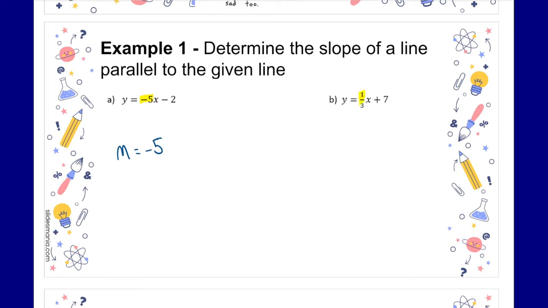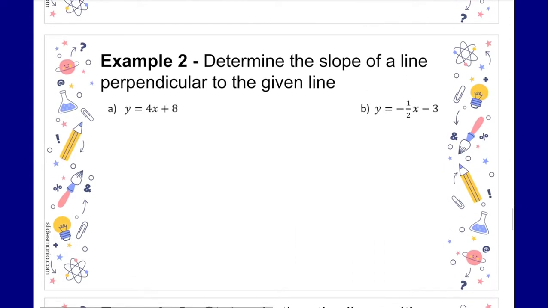If I look at B, again identifying the slope, 1/3. Because it's parallel, the slope of my new line has to be 1/3. The y-intercept can be whatever it wants, except obviously the same value, because if the y-intercept of my new line was -2 and it had the same slope, I've just recreated the exact same line. So the y-intercept does need to be different, but the slope is going to stay the same.